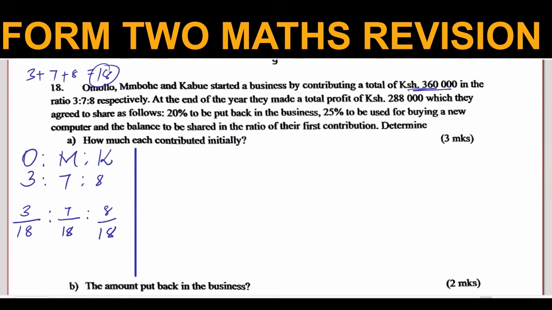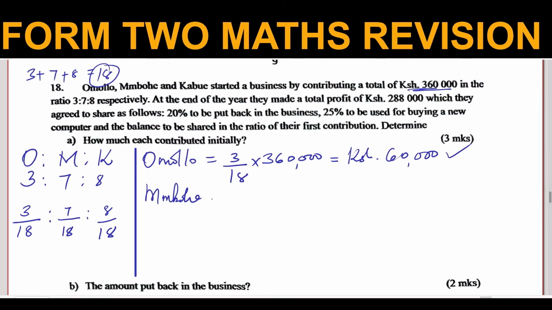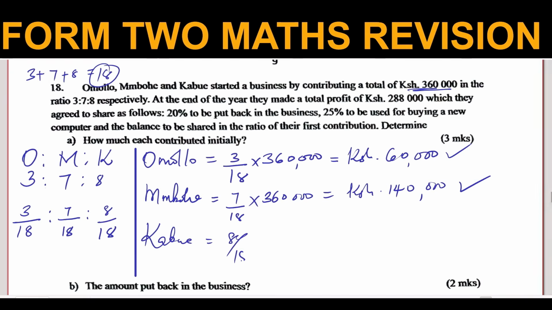So now we go to the contribution, how much each contributed. So Omolo contributed 3 divided by 18 of this amount, 360,000. So this amount will be 60,000. Then for Mbohe it will be 7 over 18 multiplied by 360,000. So this will give 140,000. And then for Kabue it will be 8 over the total multiplied by 360,000. So this will be 160,000. So that is the amount contributed by each.